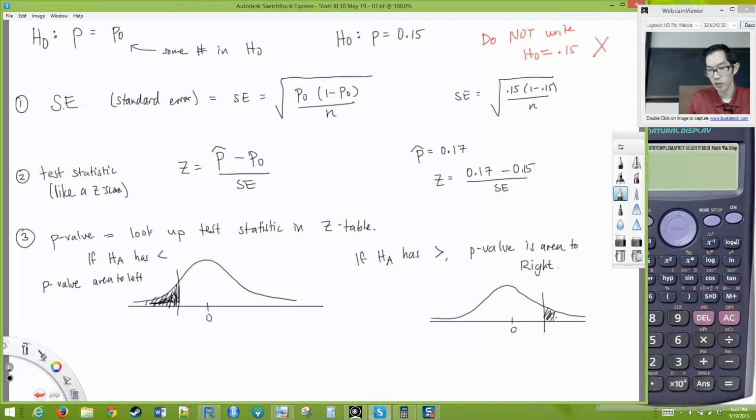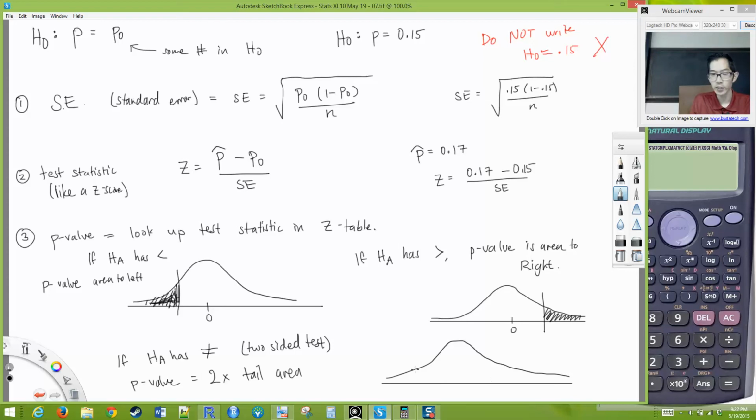And if the alternative has a not equal sign, we call this a two-sided test. The p-value is equal to 2 times the tail area. So whatever number you get, find the side that doesn't have the hill. If you get a negative value, it's going to be the area to the left. If you get a positive value, it's going to be the area to the right. And whatever it is, you multiply it by 2. So that's how you get your p-value. You find your standard error, you find your test statistic, you look up your test statistic in the z-table. Question? I don't understand this. If it's not equal to, how do you? We'll do an example.